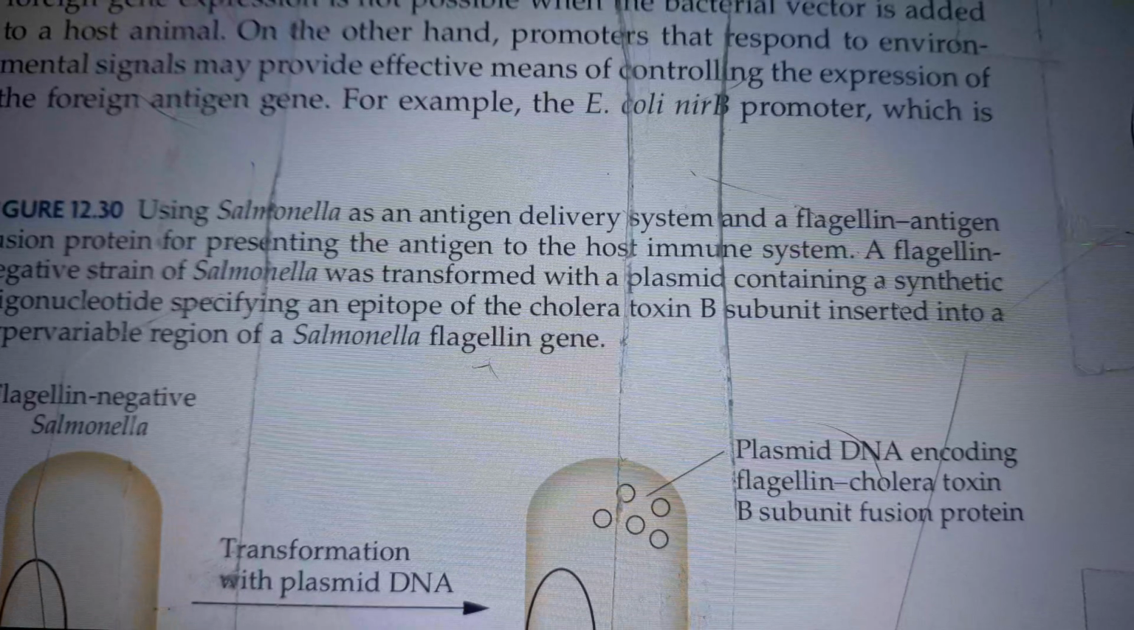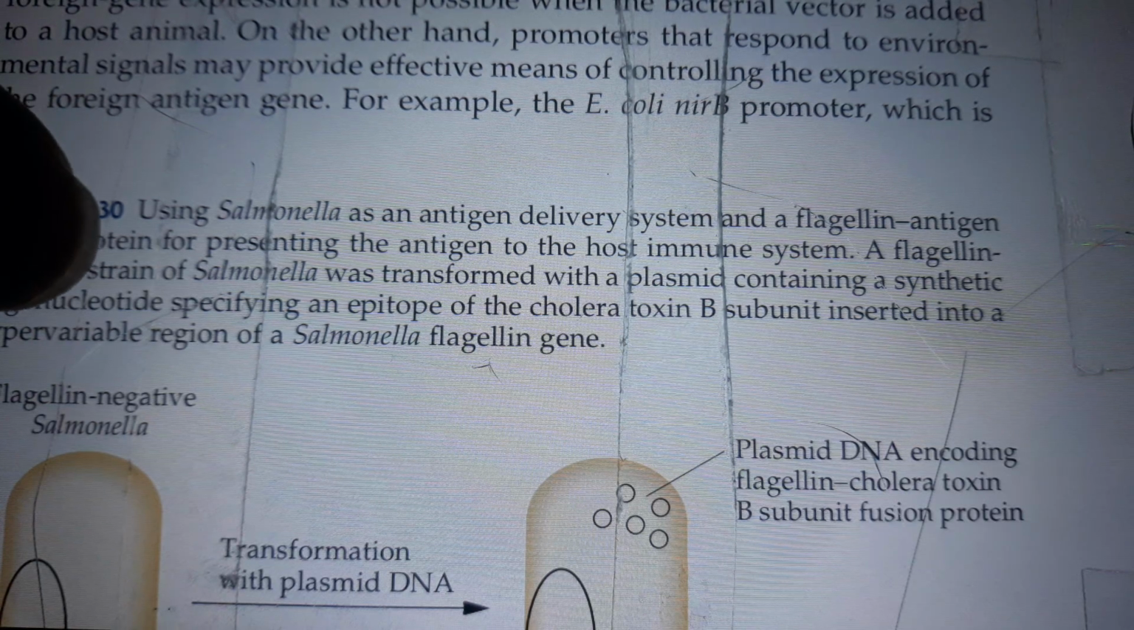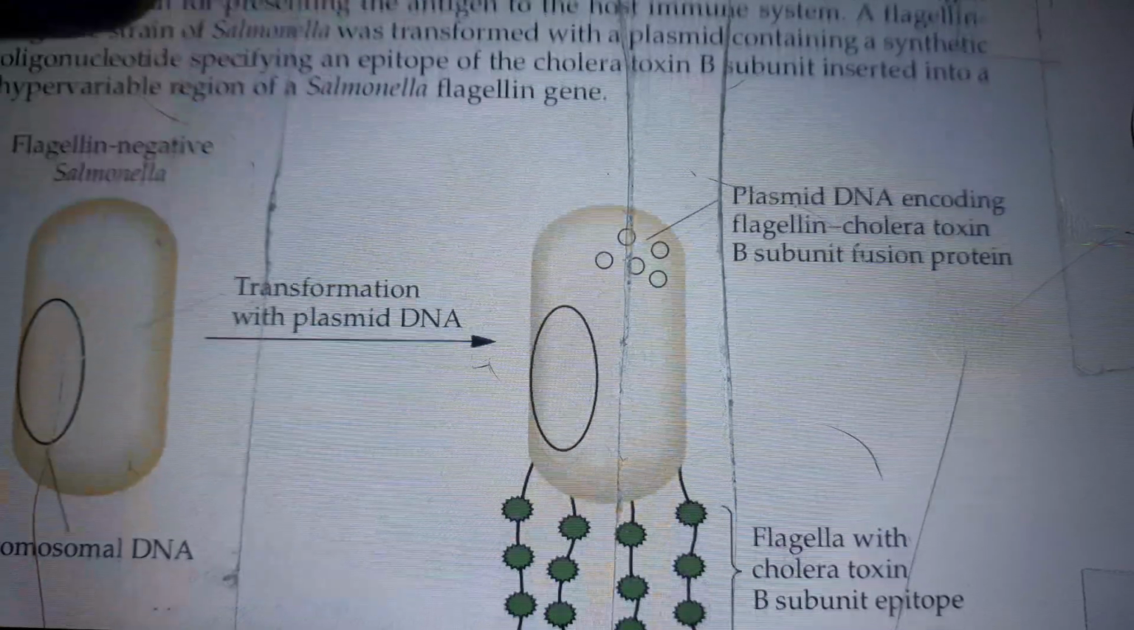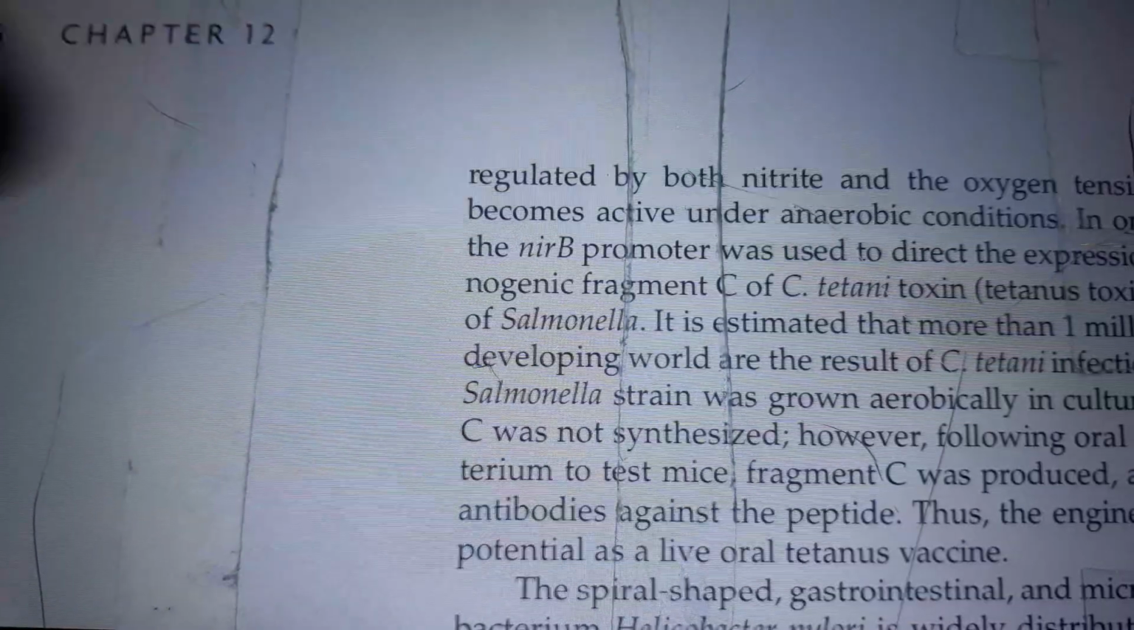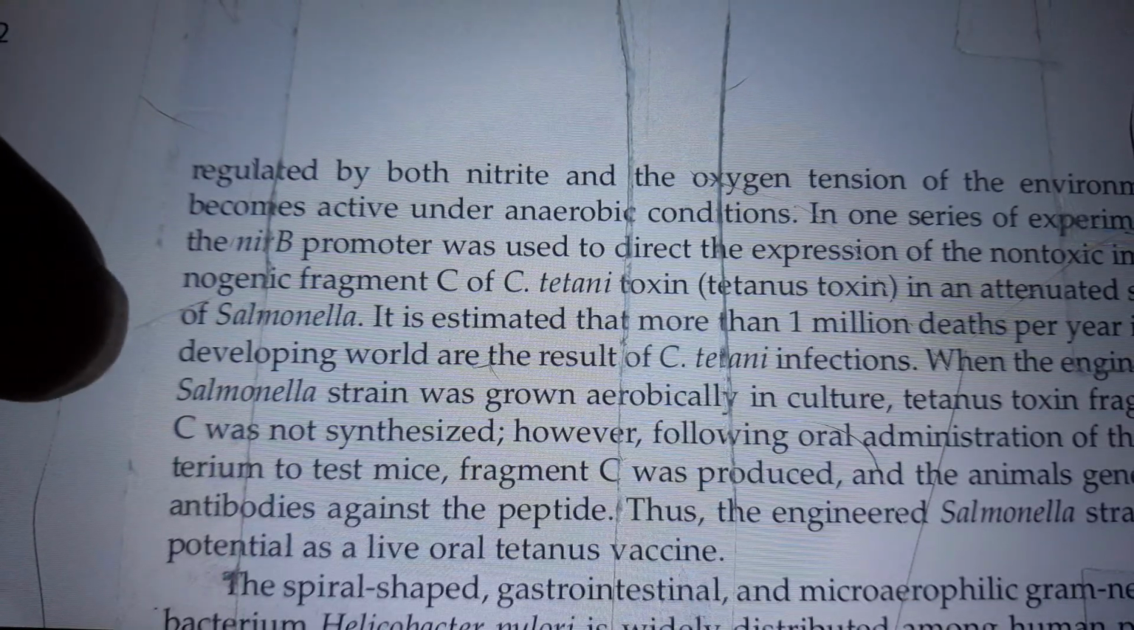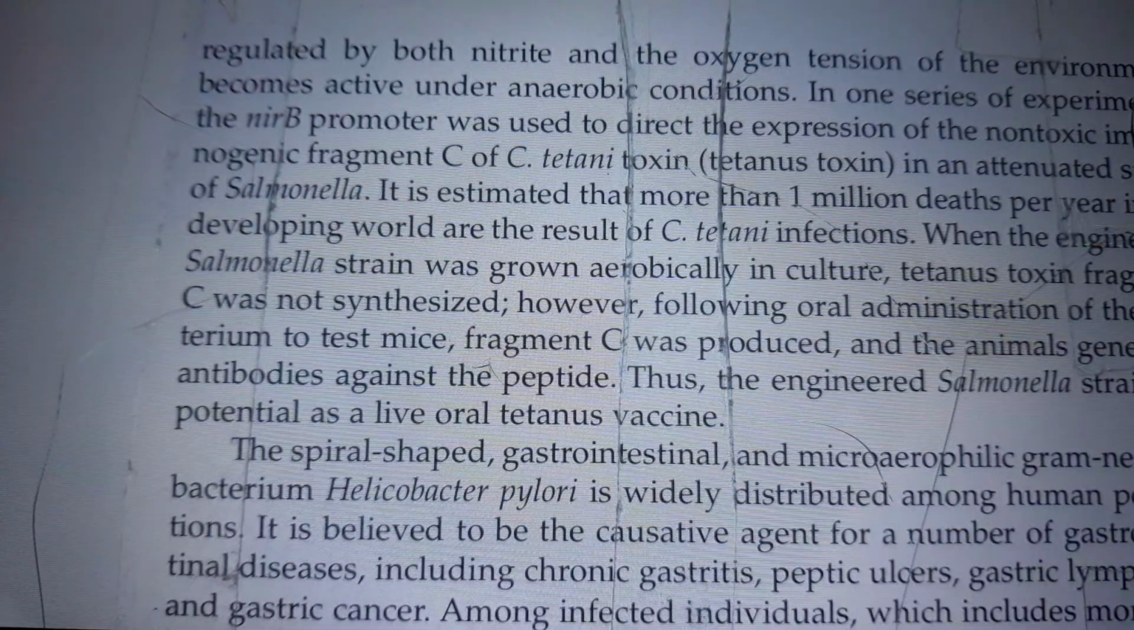On the other hand, promoters that respond to environmental signals may provide effective means of controlling the expression of the foreign antigen gene. For example, the E. coli nirB promoter, which is regulated by both nitrite and oxygen tension of the environment, becomes active under anaerobic conditions. In one series of experiments, the nirB promoter was used to direct the expression of the non-toxic immunogenic fragment C of C. tetani toxin, tetanus toxin, in an attenuated strain of Salmonella.